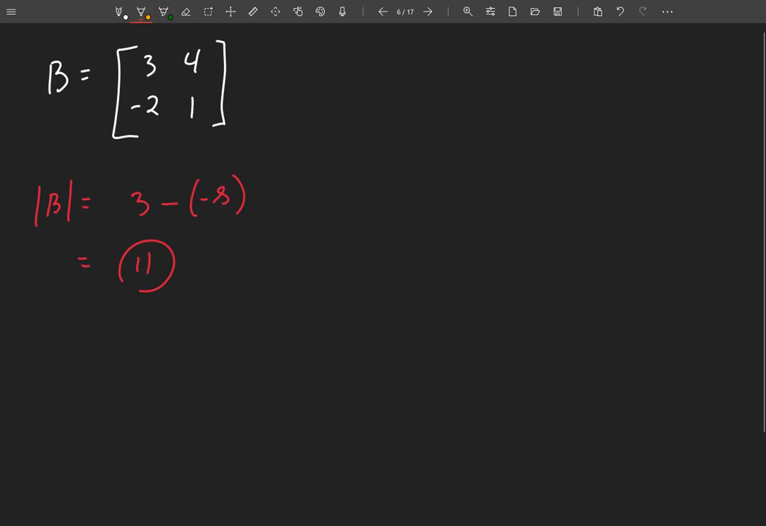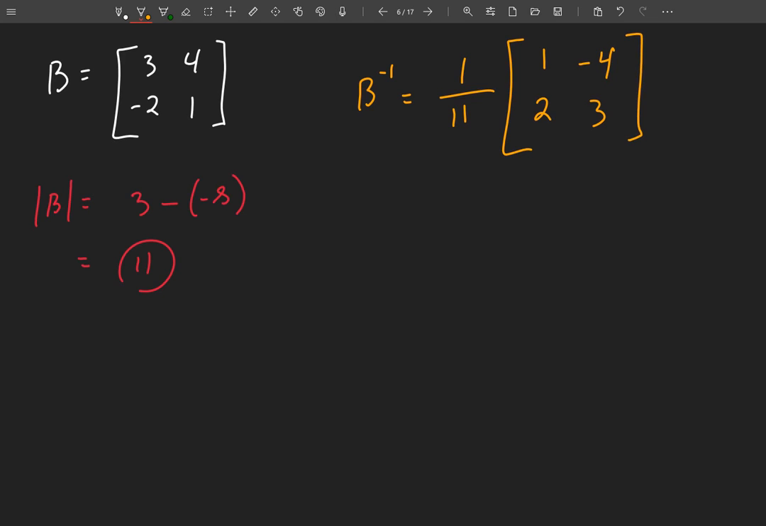I'm going to go over here and write my new matrix. So B inverse is going to be 1 over 11 times, and now I'm swapping 1 and 3. And then the other two, remember I'm changing the sign. Now this top one is positive, so I'm going to make it negative. But the bottom left, -2, well, it's already negative, so I'm going to switch it to a +2. It's just like I said before, I'm not making things negative. I am switching the sign.